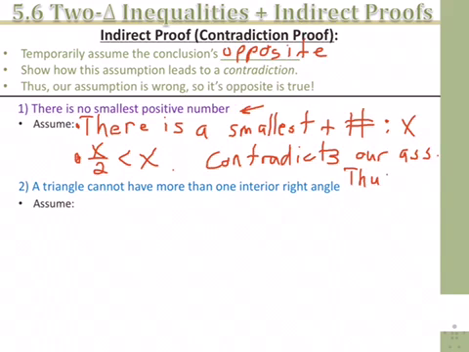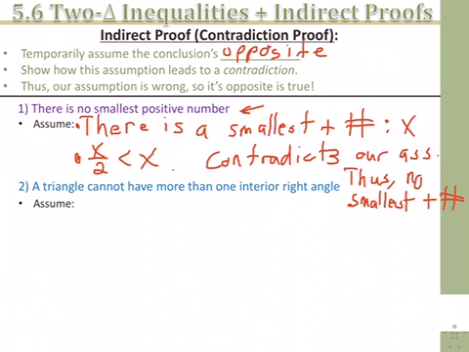Thus, since the thing that we assumed, which is that there is the smallest positive number, led to some false conclusion, we know that that assumption was incorrect. Therefore, there is no smallest positive number.